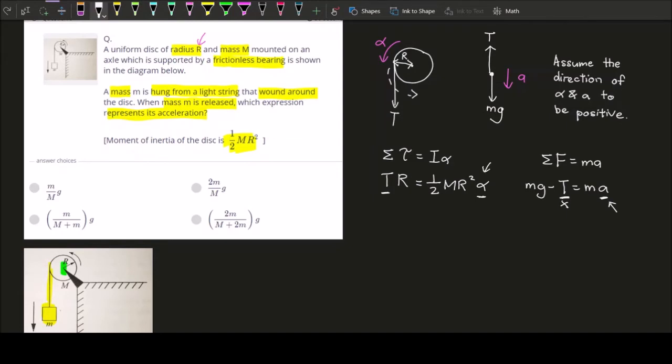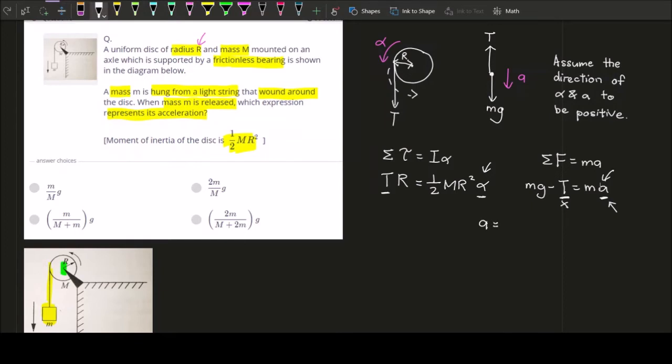alpha, whereas this is A. So we have to use a relationship to make this alpha change to become A. We want to make this alpha become A so that we can do simultaneous equations for these two equations to determine A at the end. Okay, so how do we do that?